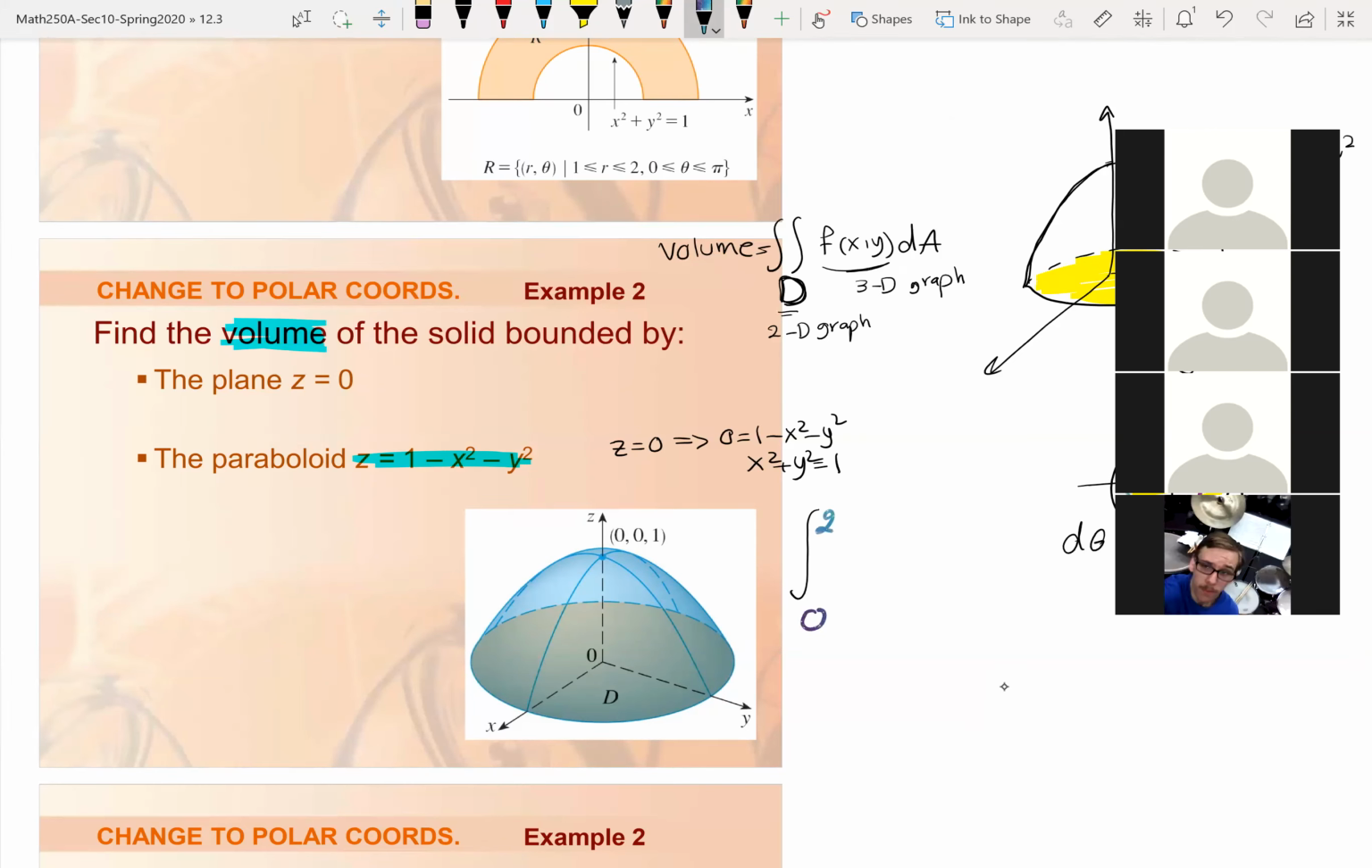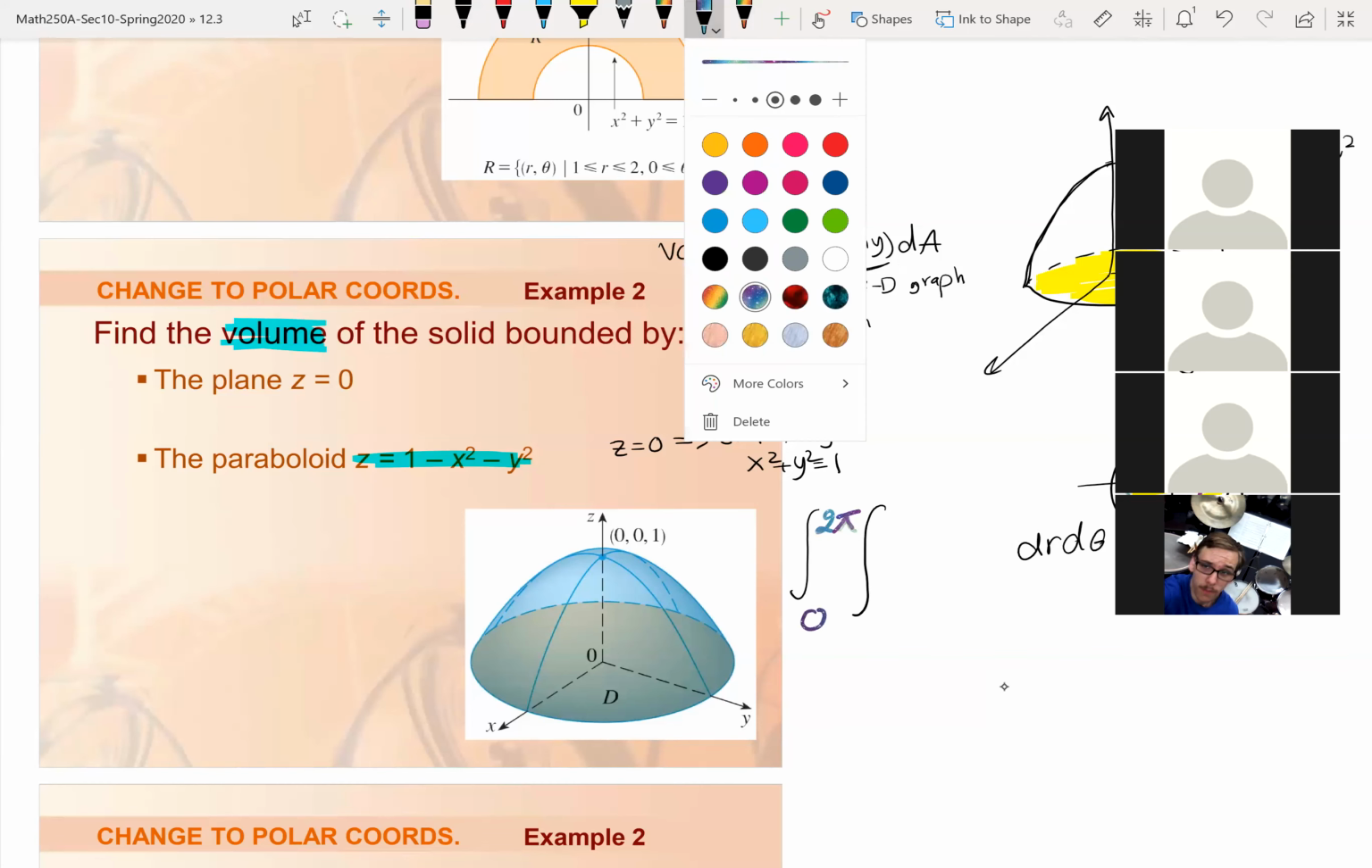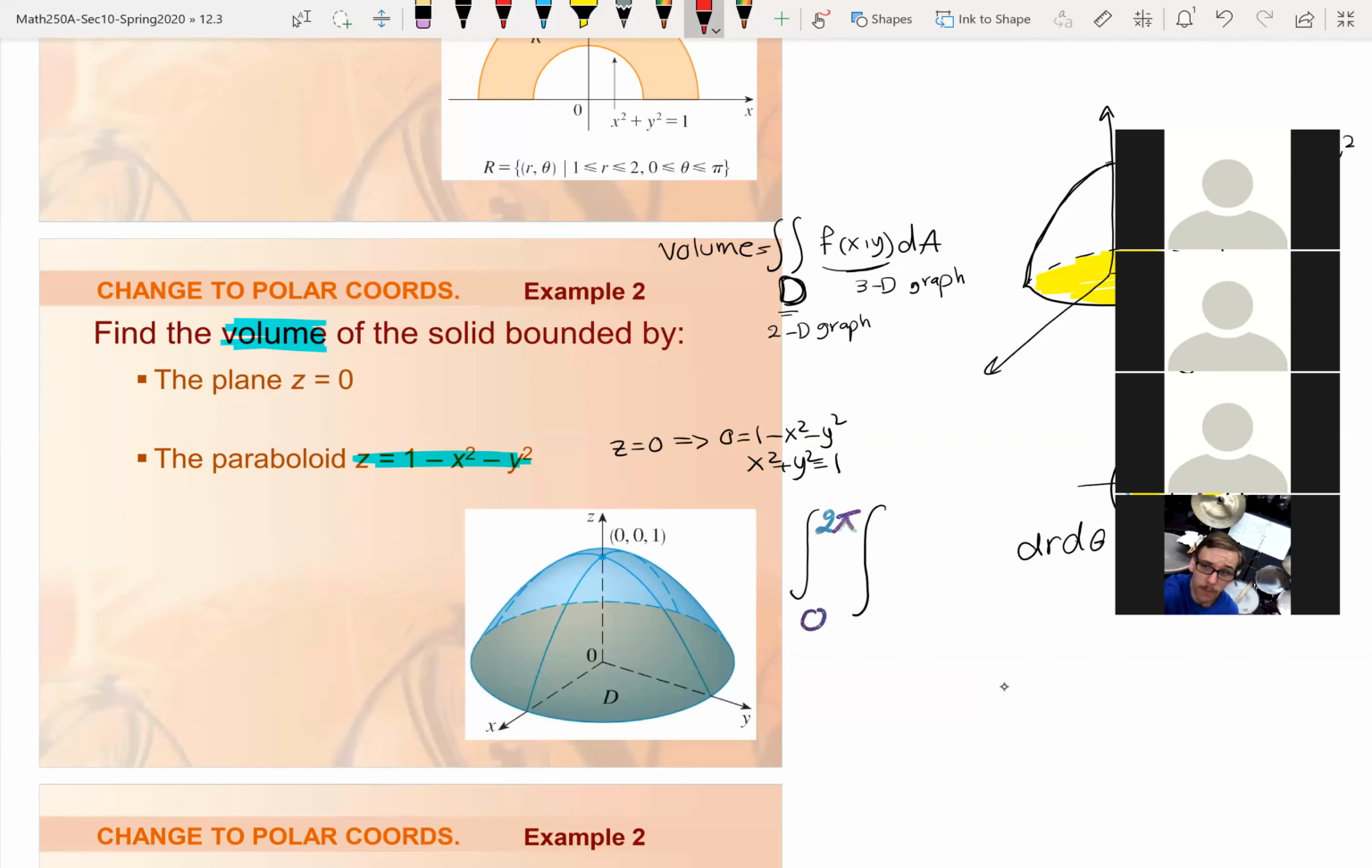0 to 2 pi. The entire circle is covered, right? So 0 to 2 pi means the entire circle is covered with this shaded region. Then you have dr. So what are the limits of dr? 0 to 1, right? This is how you always make it for your dr, pointing out from the origin. And for d theta, you just go around, just how your unit circle is increasing. So that was just from 0 to 1.